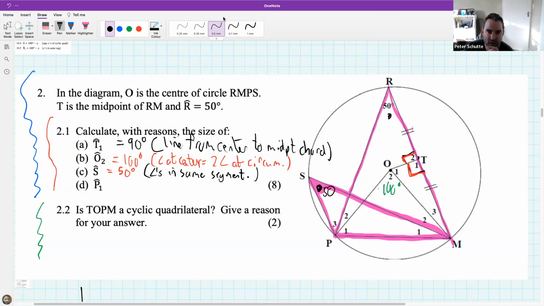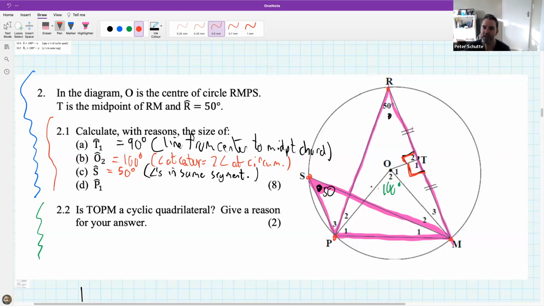Okay, last one, P1. What is P1 going to be? There are two butterflies, but you must be careful. In order to be a real butterfly, you have to make sure that the points are on the circumference of the circle. So which butterfly are you talking about? Because the one that includes O is actually going to be the angle.